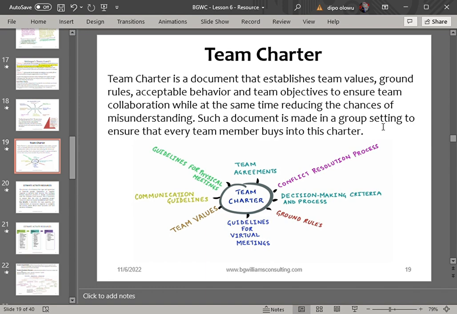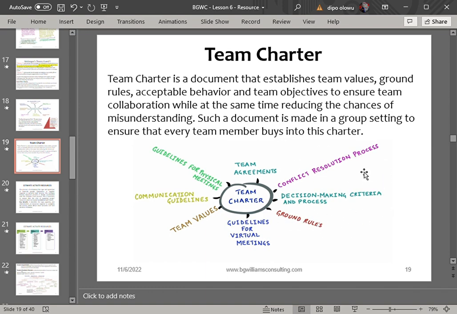So the team charter becomes the document that guides the team's behavior, the team's values. It is more like the acceptable rules, the acceptable norms, the acceptable behaviors that will govern and guide the team that is working on the project. That becomes the team charter. Who creates the team charter? I have said it, everybody that is participating in the project.